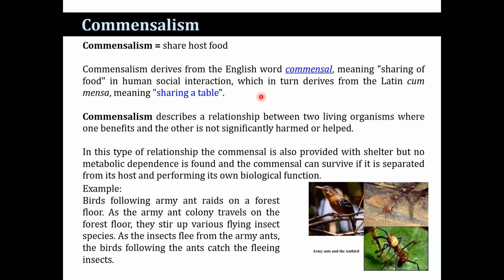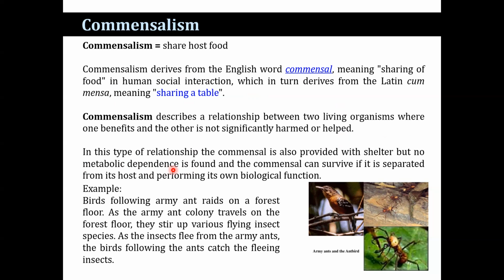In other words, the spatial proximity of the two partners, the host and the commensal, permits the commensal to feed on the substances captured or ingested by the host. And commensalism describes a relationship between two living organisms where one benefits and the other is not significantly harmed or helped. And in this type of relationship, the commensal is also provided with shelter, but no metabolic dependence is found.